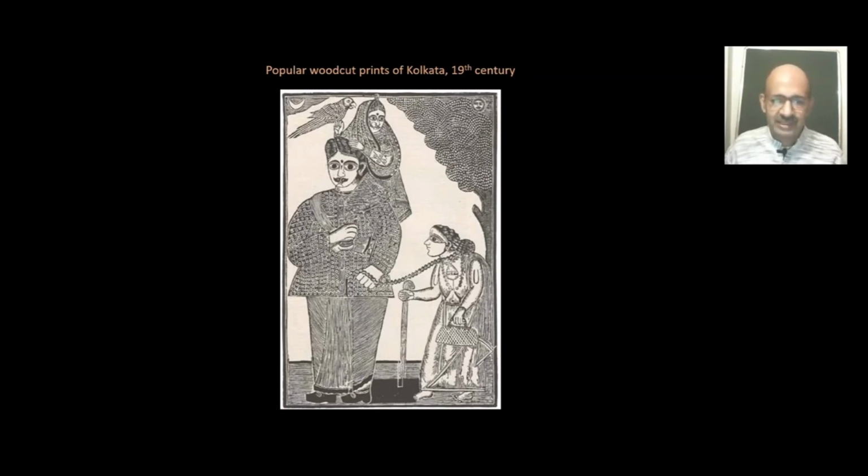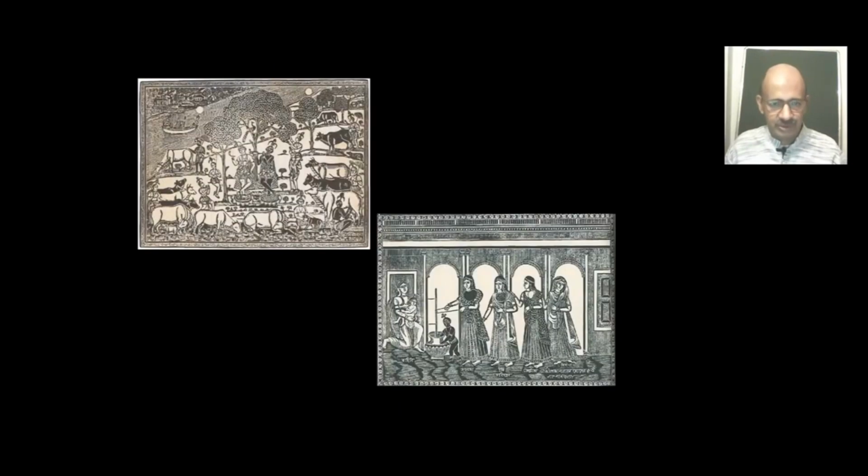And subject matters like this lady, and she is on top of a man holding a parrot, whereas another lady is chained. I mean, obviously, all these imageries have a strong satirical note. Now, in this particular format and technique, that is woodcut, in the 19th century, we also see several religious imageries.